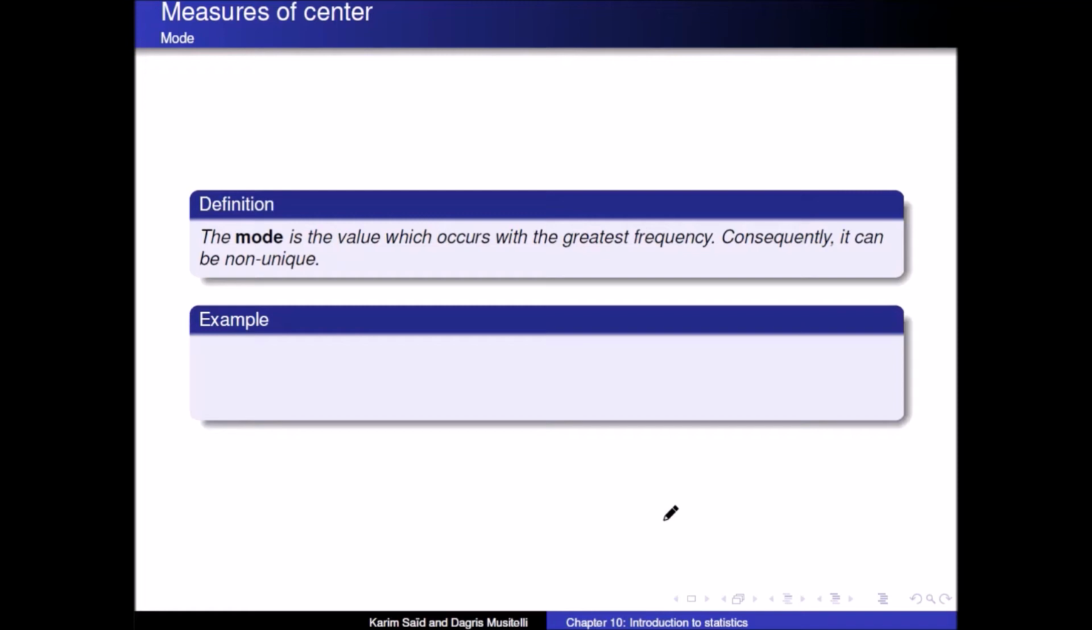The second type of measure is the mode. The mode is a very simple concept. It's actually the value which occurs with the greatest frequency. So, in other words, the value which appears the most. Example, I have 3, 5, 7, 7, 7, 9, 9. The one which appears the most is 7 because it appears 3 times. So, the mode is 7. That's it.